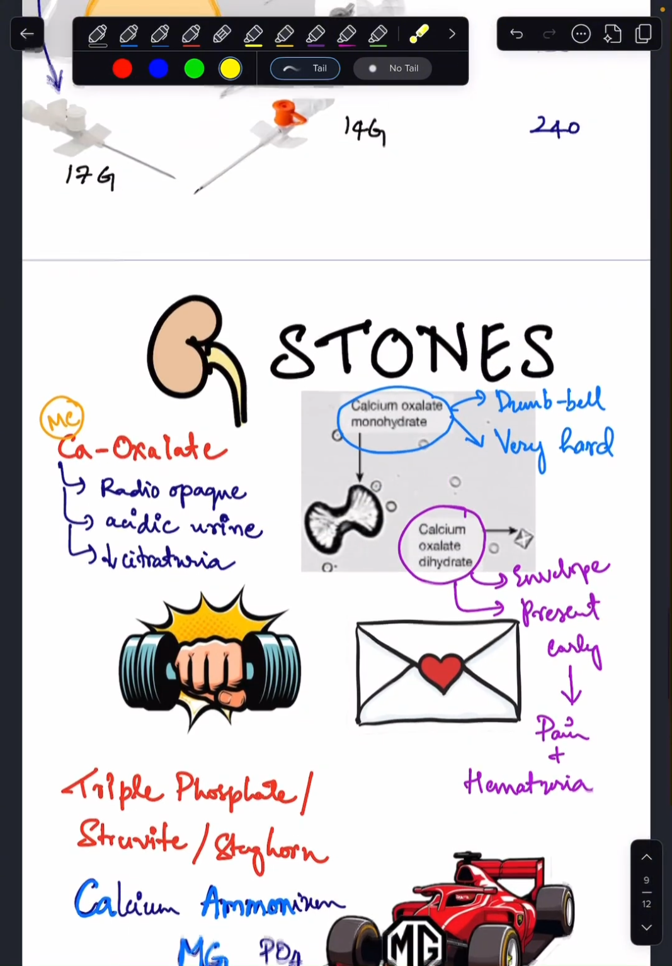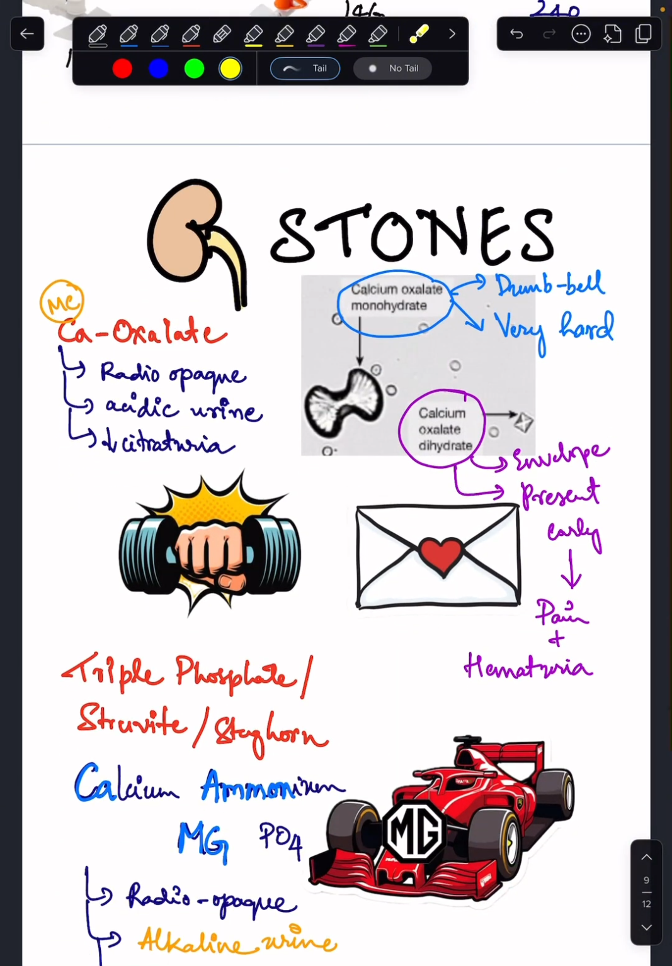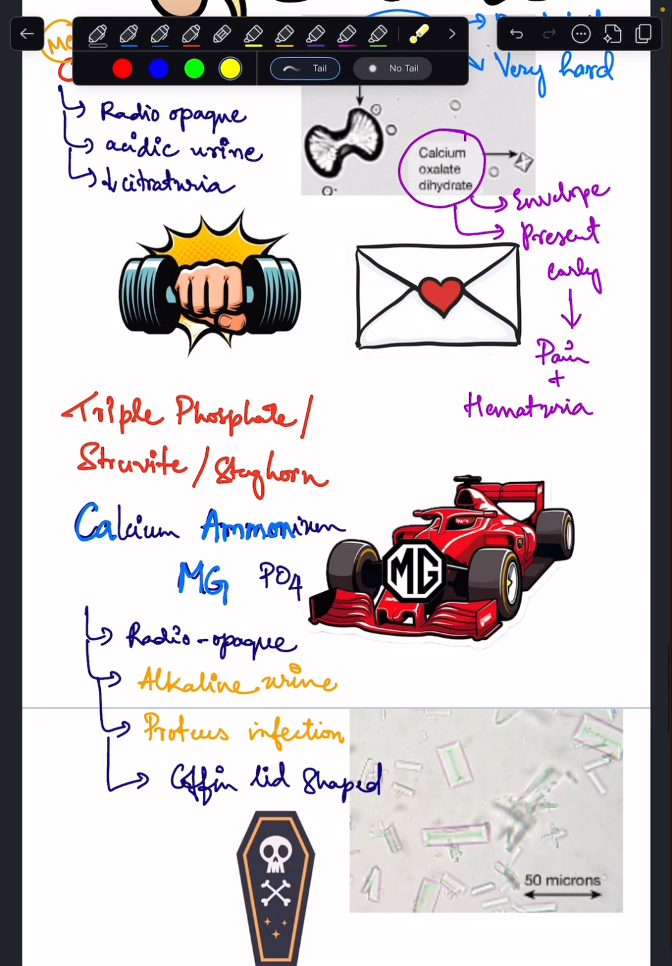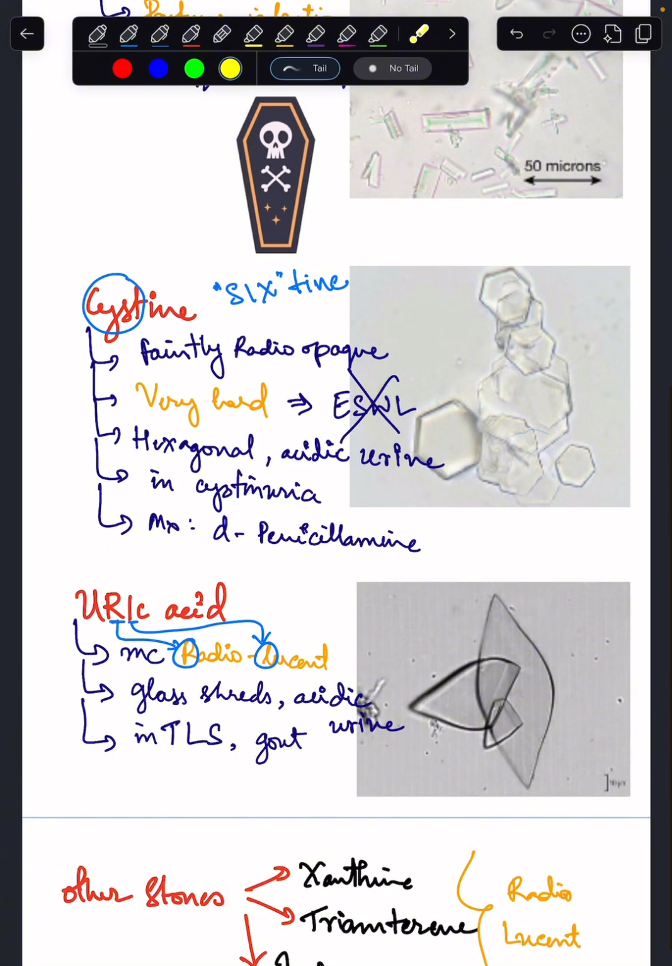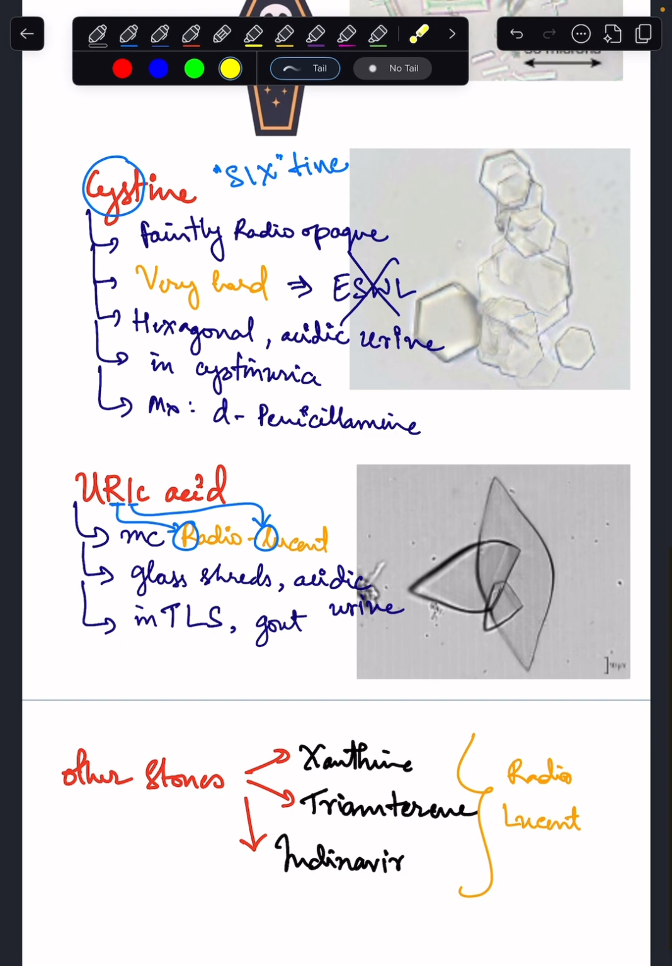So to quickly recap, we have calcium oxalate stones, which are the most common. They can be either dumbbell shaped or envelope shaped. Then struvite stones, staghorn calculi, and coffin lid shaped, precipitated in alkaline urine and Proteus infection. And cystine stones, which are the hardest stones, hexagonal in shape and resistant to ESWL. Lastly, uric acid stones, which are radiolucent, seen in tumor lysis syndrome and gout.